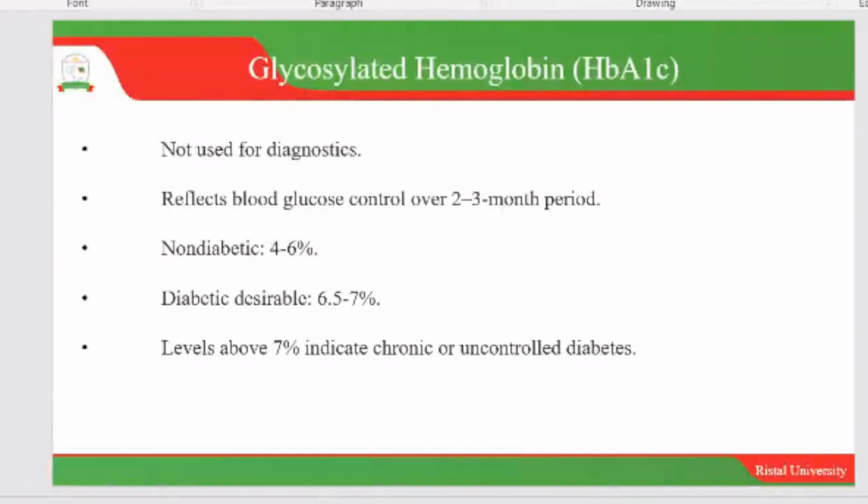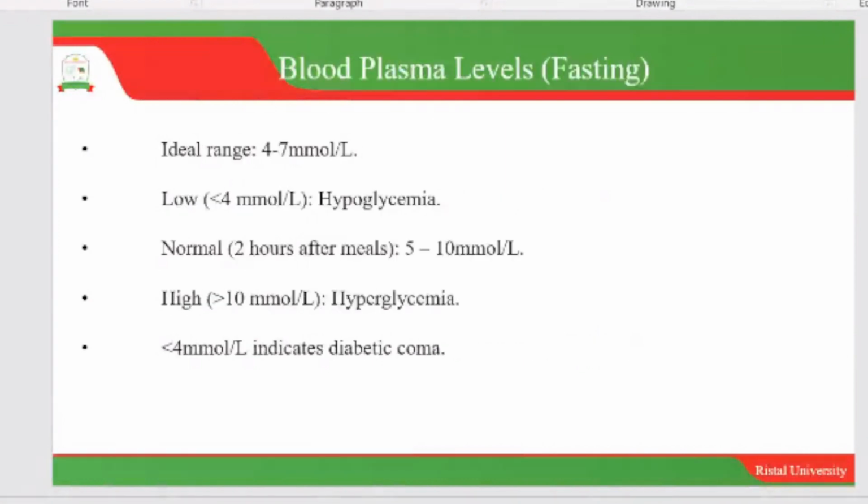Let us look at blood plasma levels or the fasting level. So the ideal range is 4 to 7 millimoles per liter. It can be considered low if it is less than 4 millimoles per liter. In this case, the person is hypoglycemic, or the person is going into hypoglycemia.